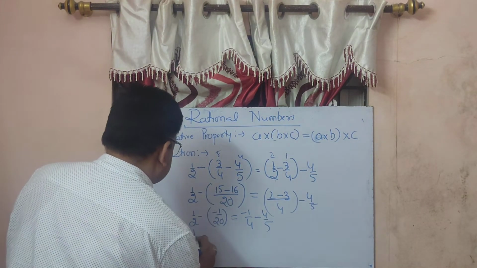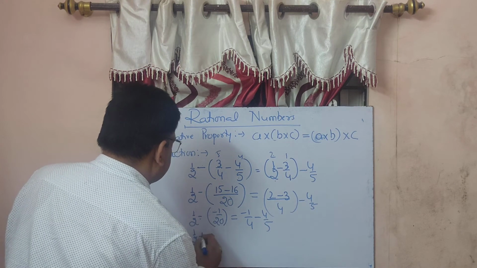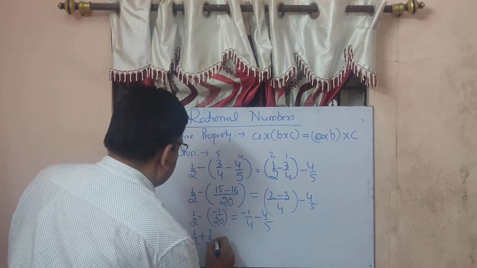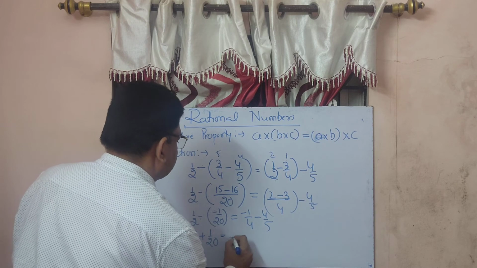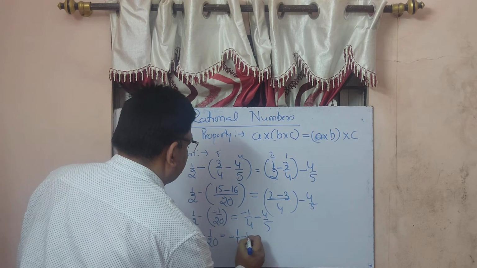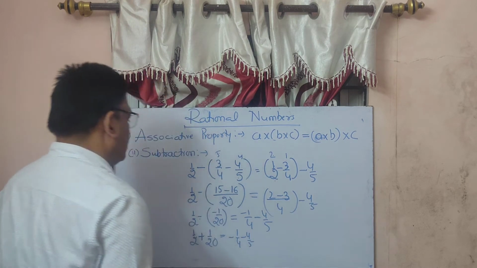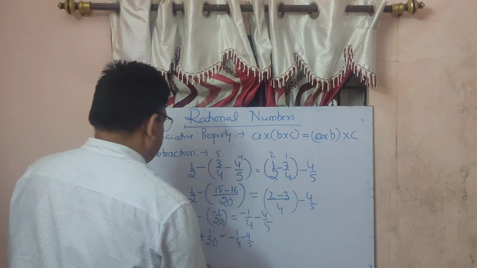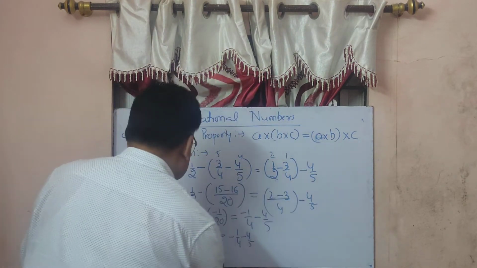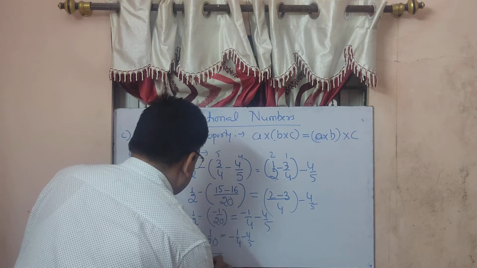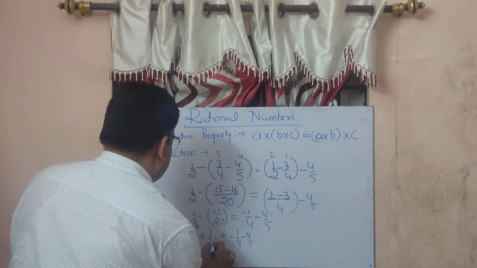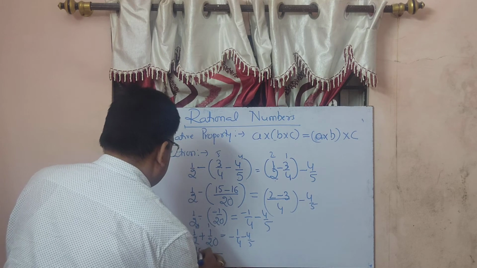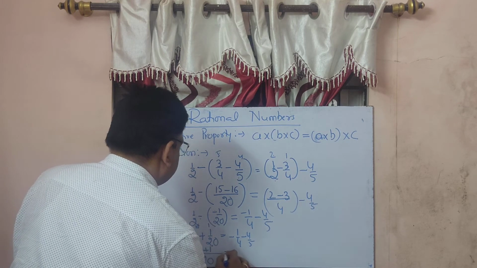Now 1 upon 2 as it is, minus into minus becomes plus. This is 1 upon 20. Now minus as it is, 1 upon 4 minus 4 upon 5. I will simplify it now. So what is the LCM here? LCM is again here 20. 2 tens are 20, ones are 1, tens are 10, plus 1 is equal to.